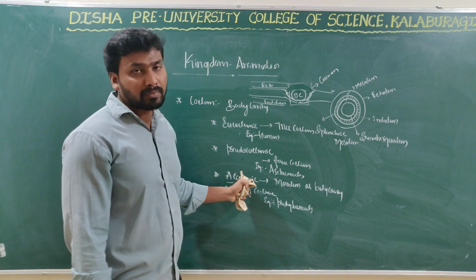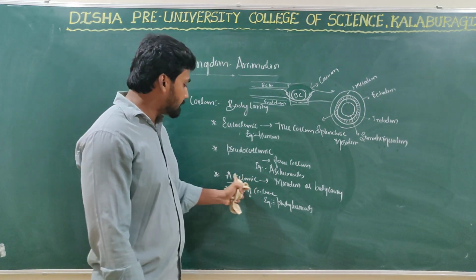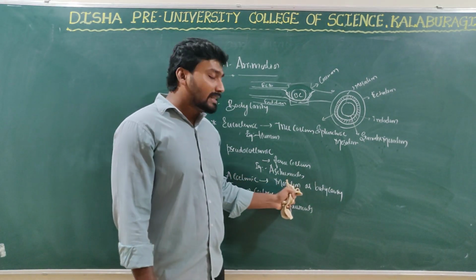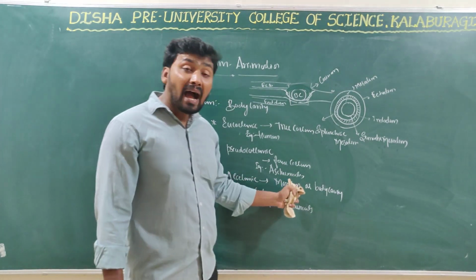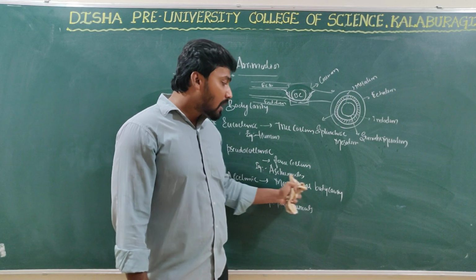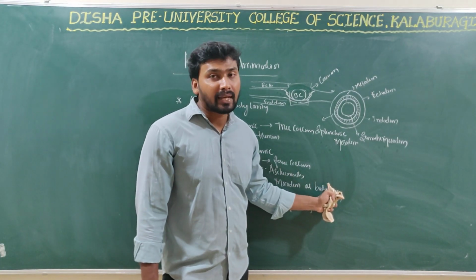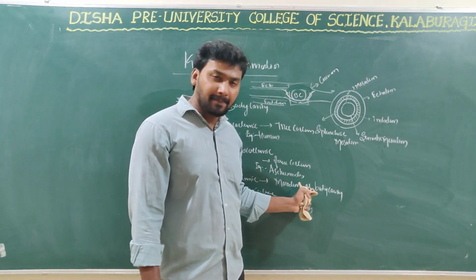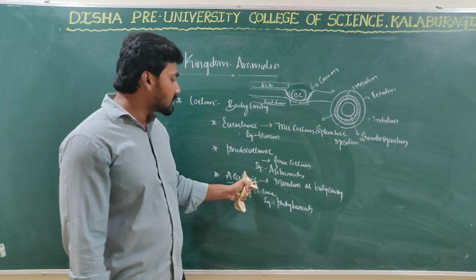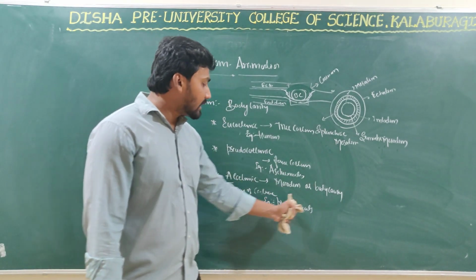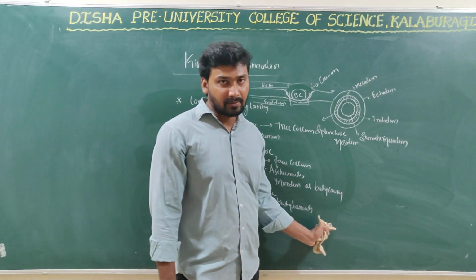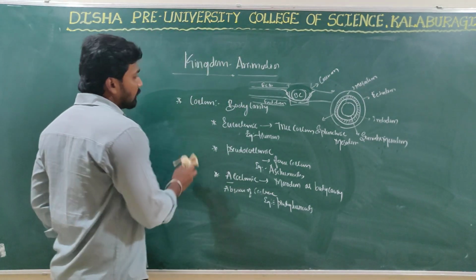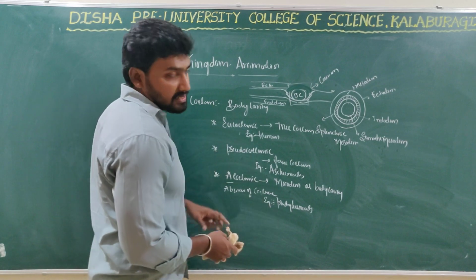Acoelomic means absence of coelom. There will be no coelom at all. If the animals are acoelomic, they are lacking mesoderm or they might be lacking the body cavity. If any one is absent here, then that is said to be acoelomic animals, right? The best example is flatworms or platyhelminthes, right? So on the basis of coelom, animals have been classified into these three categories.